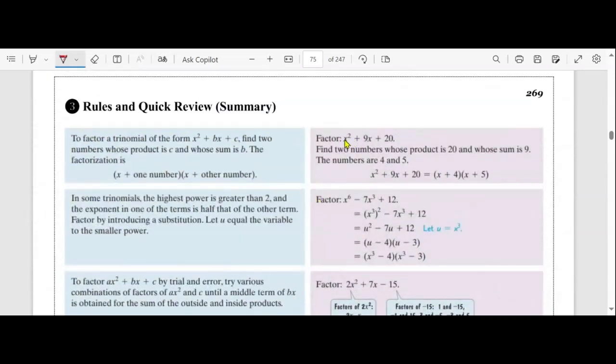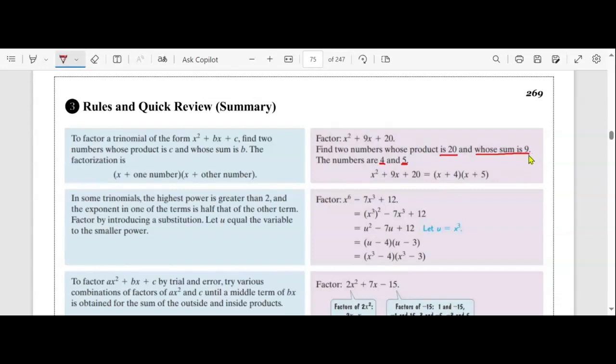Factor x squared plus 9x plus 20. To factor this, you have to find two numbers whose product is what? 20. And whose sum is what? 9. The numbers are 4 and 5, because 4 times 5 gives you 20, and if you add them, it gives you 9.